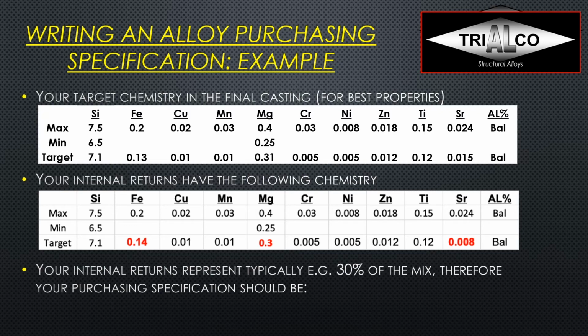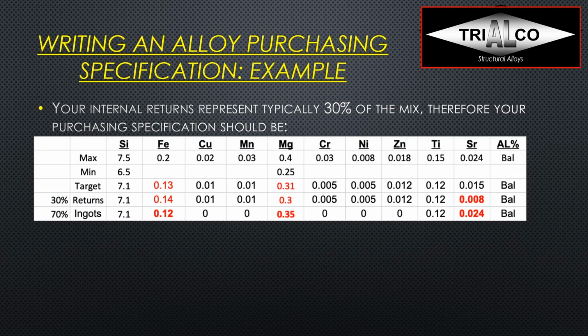Now let's say your internal returns represent, for example, 30% of the mix. So therefore your purchasing specification should be adjusted to our target. We have it here, and then the 30% returns and the 70% ingots need to compensate for these changes in the chemistry in my returns, so that together they will get me exactly to my target. We can see that here.